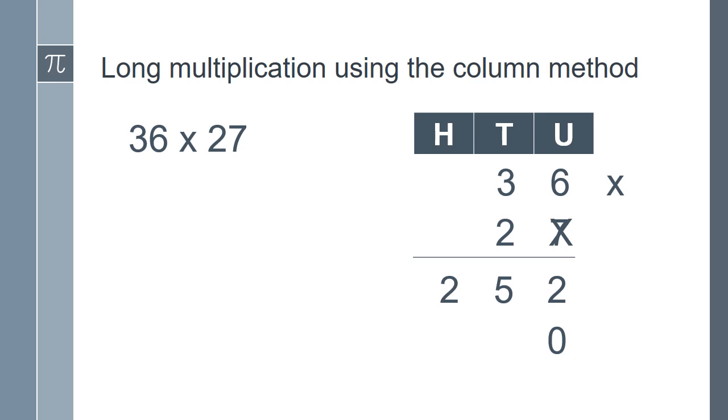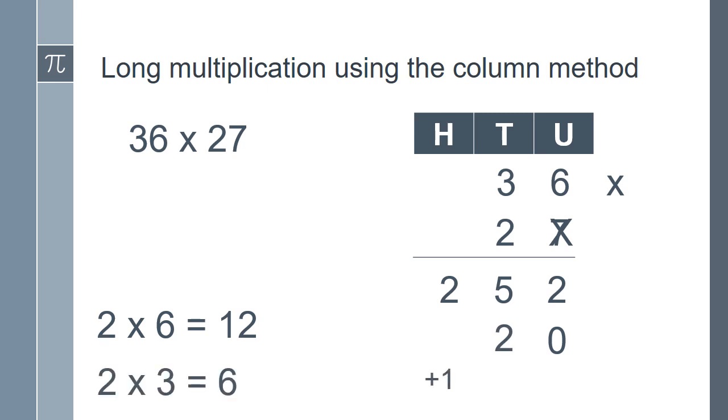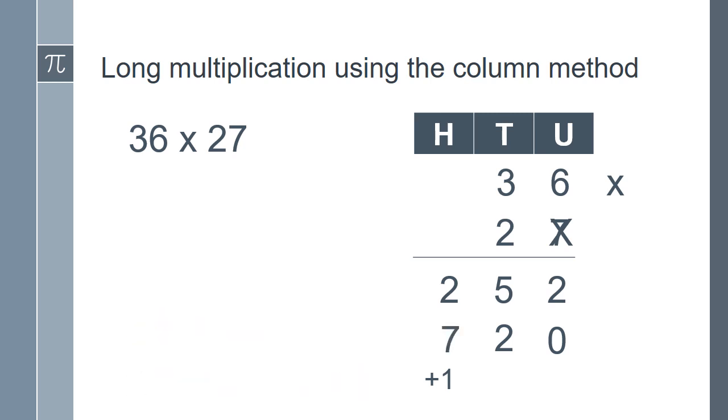So now we multiply each number on the top by 2. So 2 times 6 is 12. You put the 2 in the tens column and carry the 1. 2 times 3 equals 6. Add 1 equals 7. And you put the 7 in the hundreds column. There's nothing to carry forward and there's no other sums to do.